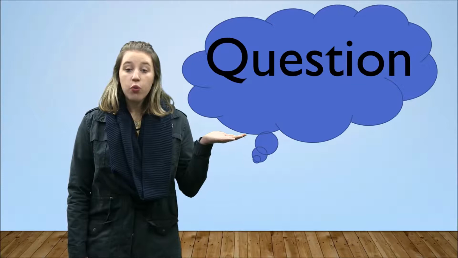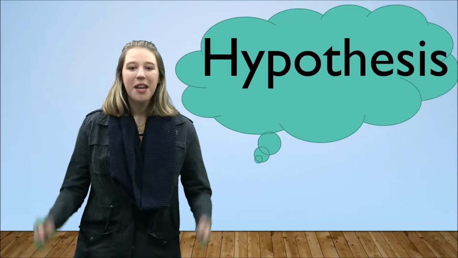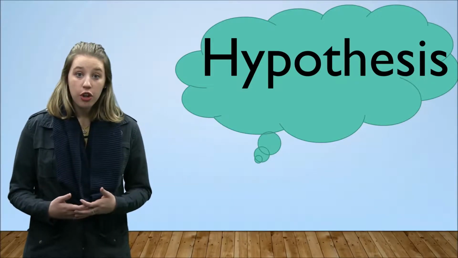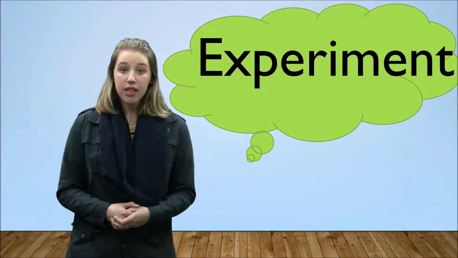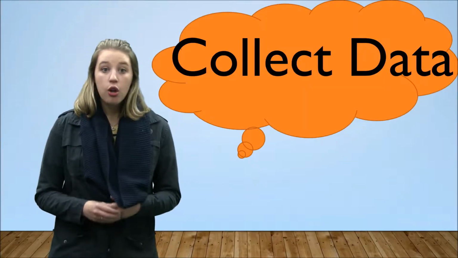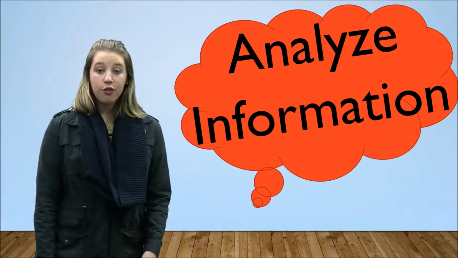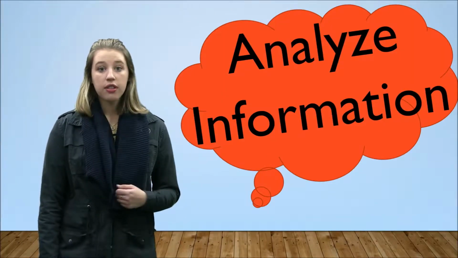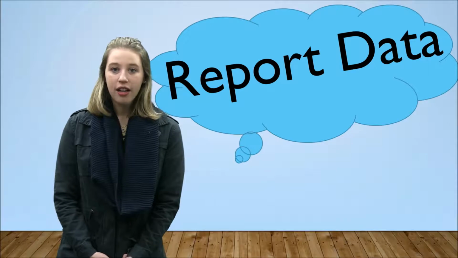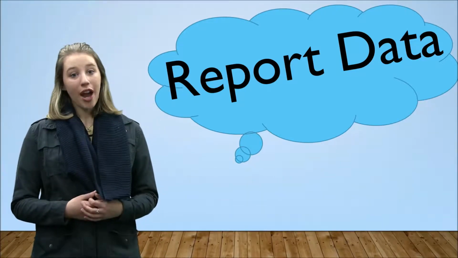Question. Observe and wonder about a scientific topic. Hypothesis. Make an educated guess to answer your question. Experiment. Follow the steps to test your hypothesis. Collect data. Record your observations and outcomes of the experiment. Analyze information. Reflect on the results. Report data. Communicate your results by report, presentation, or graph.